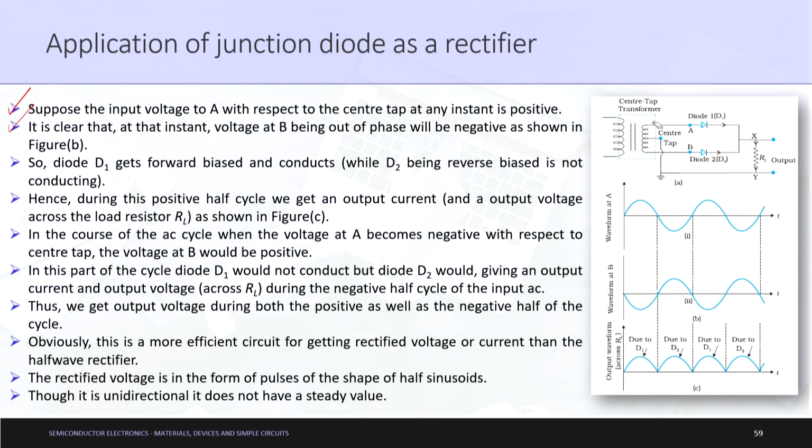So, what we can say from this is that there will be forward biasing for one sense and reverse biasing for the other. Diode D1 gets forward biased and conducts, while D2, being reverse biased, does not conduct. Hence, during the positive half cycle we get an output current and output voltage across a load resistor, as shown in figure C. That is how we obtain current for the first cycle.